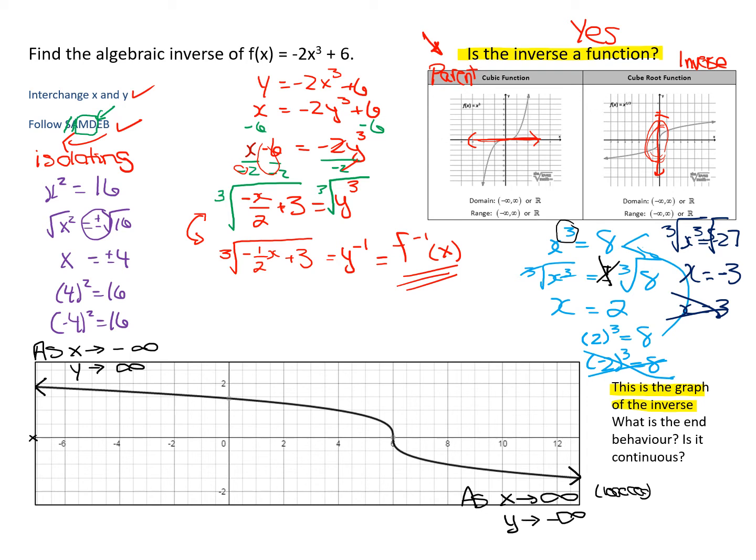And the last thing that this question asks is: is it continuous? Is our graph continuous? Remember what that means. It means that there are no asymptotes or holes or anything that would force you to lift up your pen and put it back down again if you were drawing it. So is it continuous? Yes, this is a continuous function.